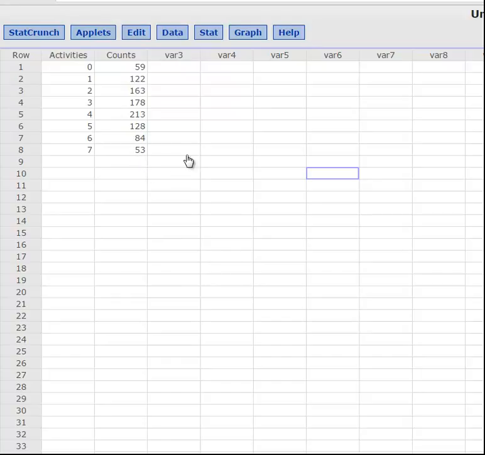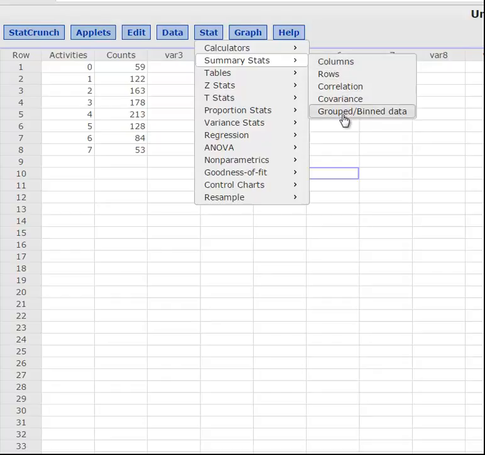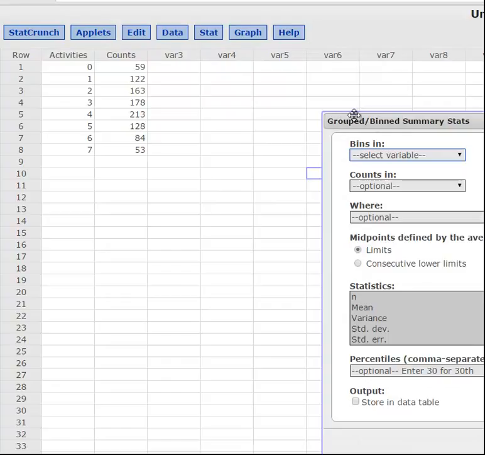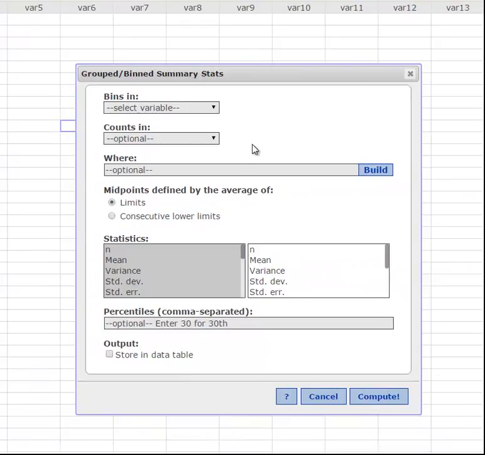Okay, the next thing you want to do is click on Stat, scroll down to Summary Stats, and select Grouped or Binned Data. So what we're doing is basically finding the mean and standard deviation for a frequency distribution. This is what we would need to do if we were in chapter 2. However, in this particular case, we're dealing with a probability distribution, not an observed frequency distribution. So we're actually finding the parameters for mu, sigma squared, and sigma.